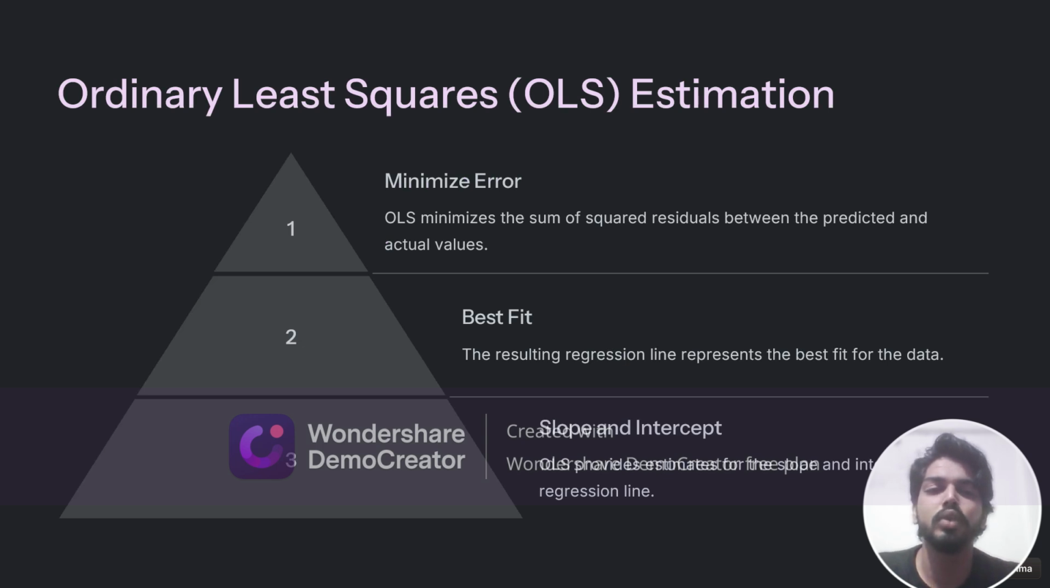Ordinary least squares, OLS, estimation. The OLS estimation basically works on three principles: minimize error, best fit, slope and intercept. The OLS minimizes the sum of squared residuals between the predicted and actual values. Best fit. The resulting regression line represents the best fit of the line to the data. Slope and intercept. OLS provides estimates of the slope and intercept of the regression line.